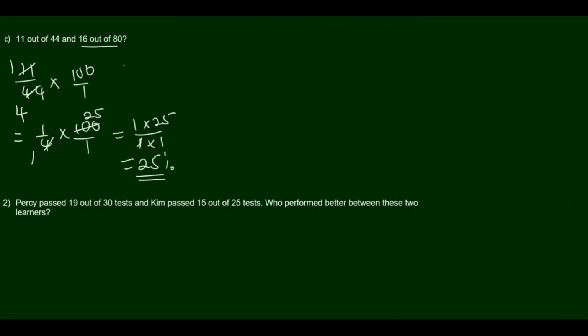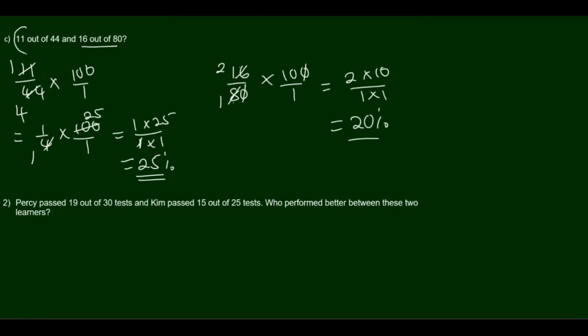What about 16 out of 80? 16 out of 80 times 100 over 1. Remember, we can divide across multiplication. So that's why we can divide by 10 here, remain with 8. Divide 100 by 10, we remain with 10. And then 8 and 16, 8 can get into 16. So 8 into 8, 1. 8 into 16, 2. So we're left with 2 times 10 over 1 times 1, which is 20%. Now we can see that 11 out of 44 is a bigger percentage.